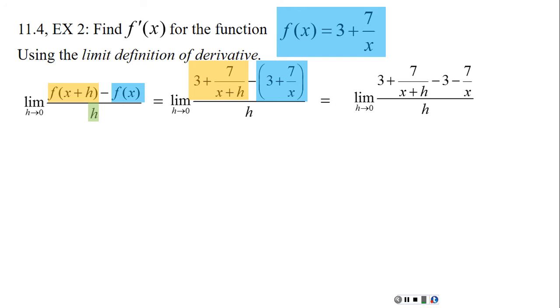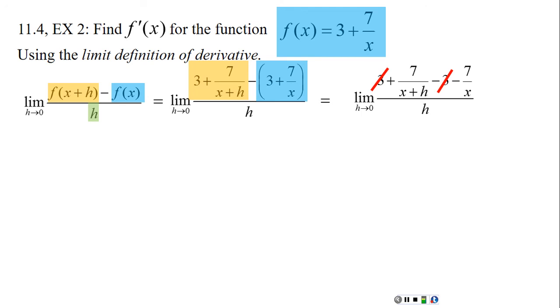Okay? And you may be staring at it like I have no clue what to do, but then you get a little excited because you're like, well, at least I can cancel those 3's, right? That's something. So that's what I'm going to do next. I'm going to cancel that 3 with that 3. Once you cancel your 3's, what we have left in the numerator is 7 over x plus h minus 7 over x. I need to combine them, but they do not have the same denominator. So what do I have to find?